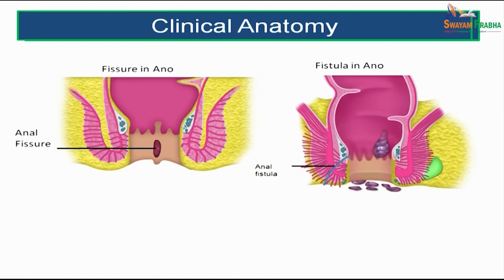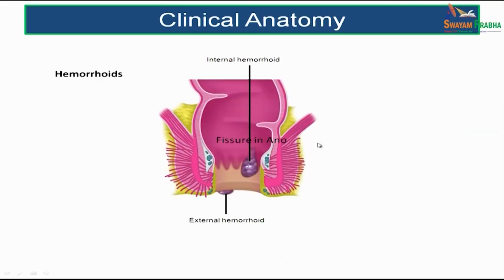Before we go into the gross anatomy of anal canal, I would like to mention some of the applied anatomy of the anal canal. As you can see from the picture which is shown, first is a fissure in ano. Second is fistula in ano, and the next clinical condition is hemorrhoids, which can be internal hemorrhoid and external hemorrhoid. We will now discuss the gross anatomy of anal canal to understand the applied aspects of the anal canal. These applied anatomy will be discussed at the end of the lecture.